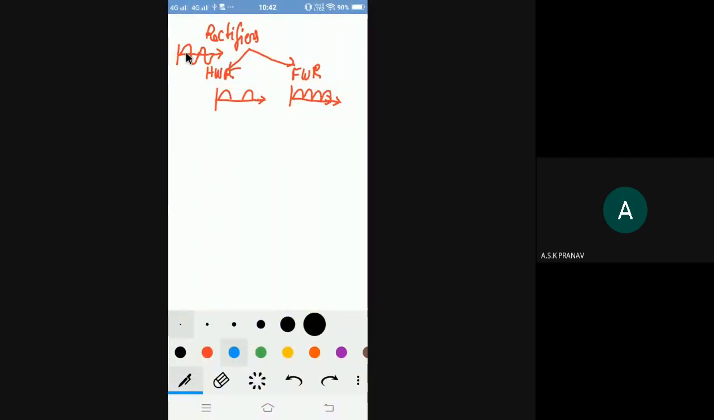Yes. See here, this is our diagram. In a half wave rectifier, it converts only positive signals. These are the positive half cycles. So a half wave rectifier only gives the positive signals of an AC input.